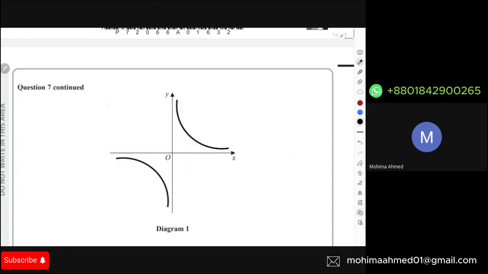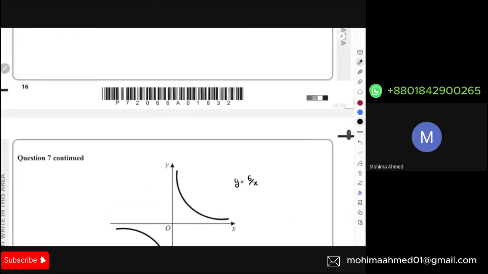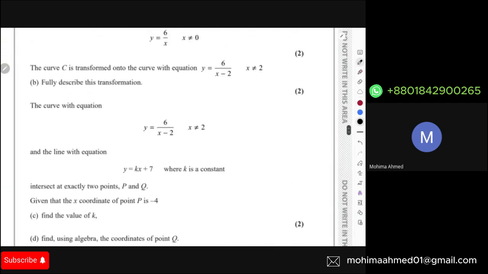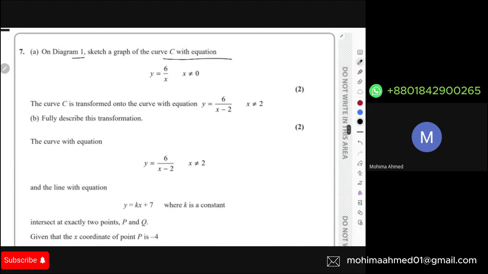Right, so this is your graph for y equals 6 over x. Now after this, they're only giving you, I think, 1 mark for it, so no need to do any workings or anything over here. After this, they're saying that this is your graph again. Now describe the transformation here.